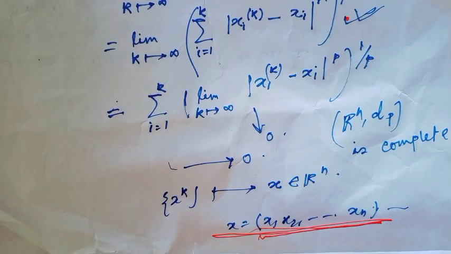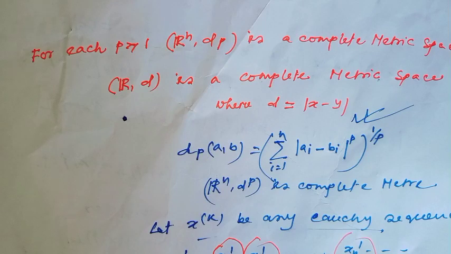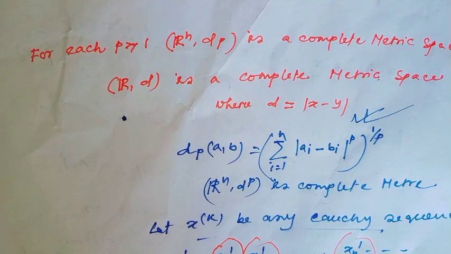Okay? Well, I hope all my viewers have understood clearly why R^n in the d_p metric space is a complete metric space.